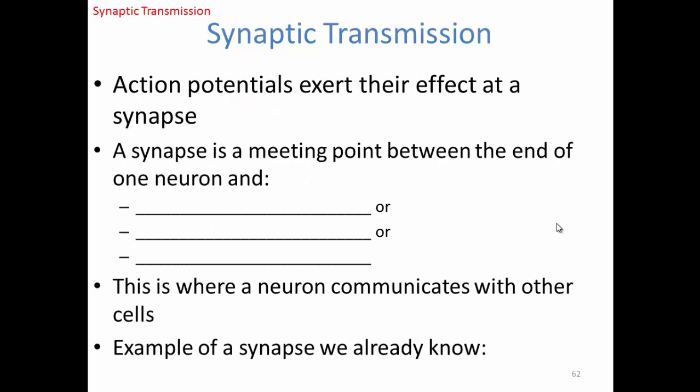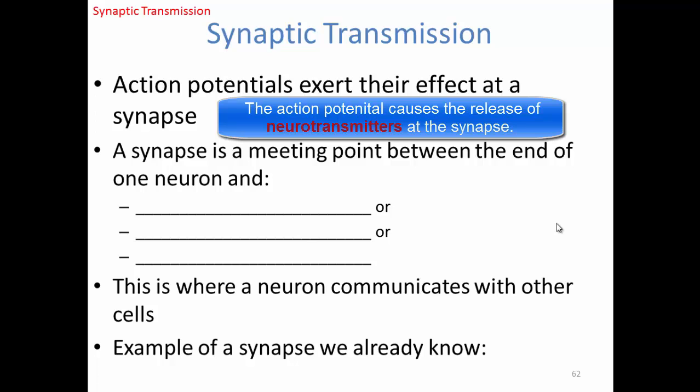Synaptic transmission is what occurs at the very ends of the axons. So the action potentials exert their effect at the ends of the axons where we have a synapse. A synapse is a meeting point between the end of one neuron and either another neuron or a muscle cell or a gland cell. So basically, a synapse is a place where a neuron communicates with another cell. An example of a synapse we already know is a neuromuscular junction. That's where a neuron meets a skeletal muscle cell.